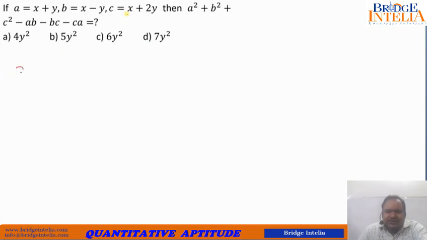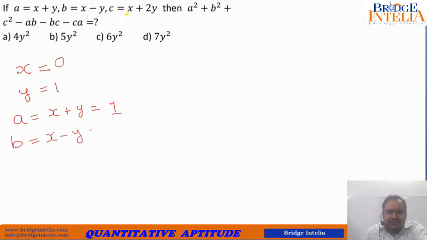Take a smart choice. You can take any dummy values. So you assume x to be equal to 0 and y to be equal to 1. So based on this dummy value, a comes out to be equal to x plus y, which will then become 1. B is equal to x minus y, which will then become minus 1. And C is equal to x plus 2y, which will then become 2.